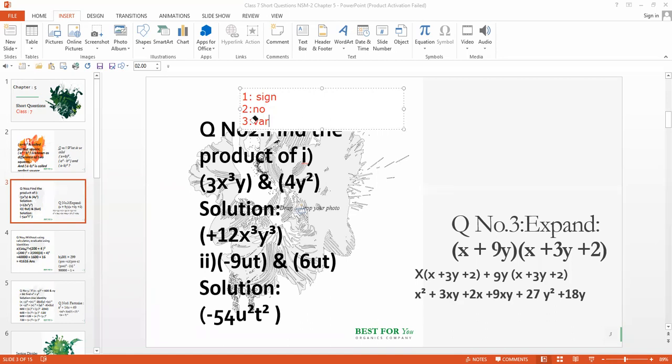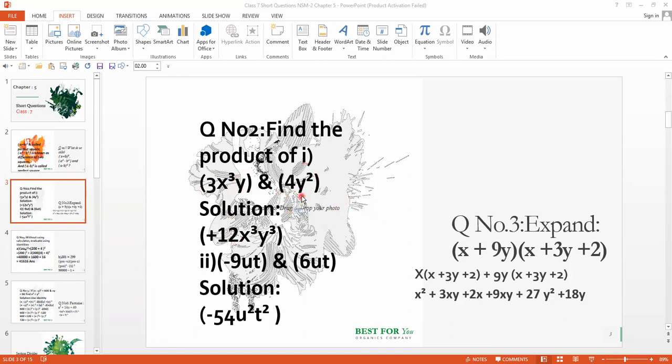Whenever the word product is written, or if they have used multiply, or even if they have used brackets, it means first we have to multiply the sign, then the number, and then the variable. Look at the sign: plus into plus is equal to plus. 3 times 4 is 12. Good. Look here, it is given x cube. Here there will be no x, so you just write x cube. Here we have y, here we have y square. We have to add the powers.